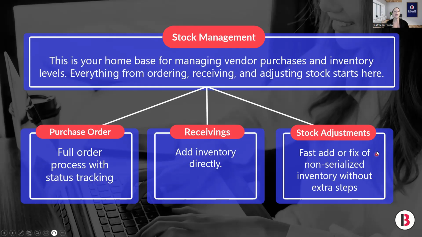Last but not least, we have what's called stock adjustments. And this gives you a faster way to add inventory without tying it to a vendor. This process is only intended for non-serialized stuff like ammo, shirts, and any type of products that don't have to be logged directly into your A&D book. It is also super helpful if you need to adjust any of your quantity issues. So if you need to add more or reduce it, this is the place to go. We are going to walk through each one of these in a bit so you can see them in action.